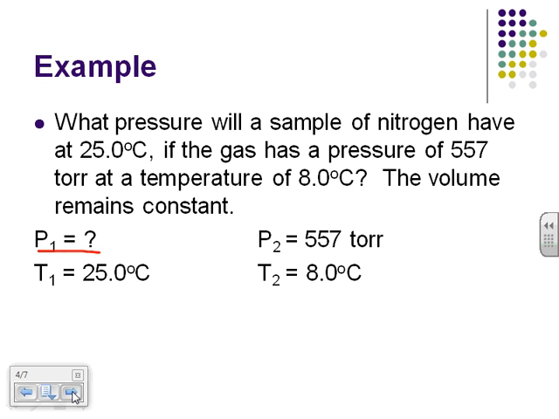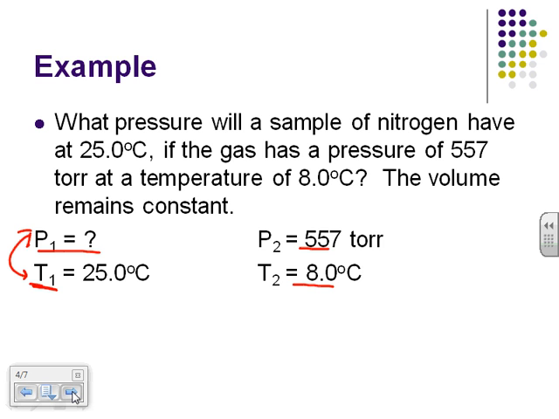Of a sample of nitrogen at 25 degrees C. So that's going to be T1. We know that P1 and T1 match up. It asks what the pressure is at that temperature, so those will go together. If the gas has a pressure of 557 torr at 8 degrees C. So that's the first thing we want to do, is match up those knowns and unknowns, our pressures and temperatures.